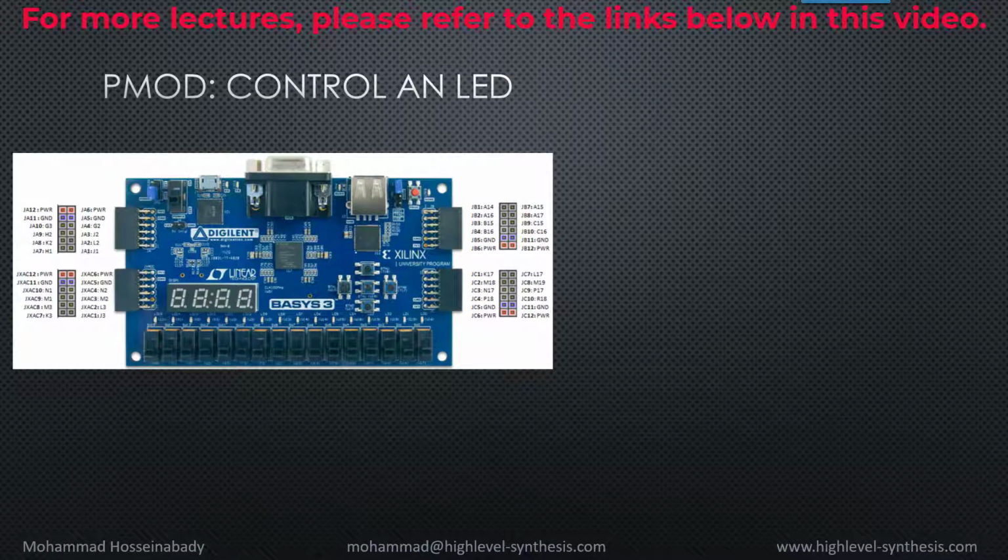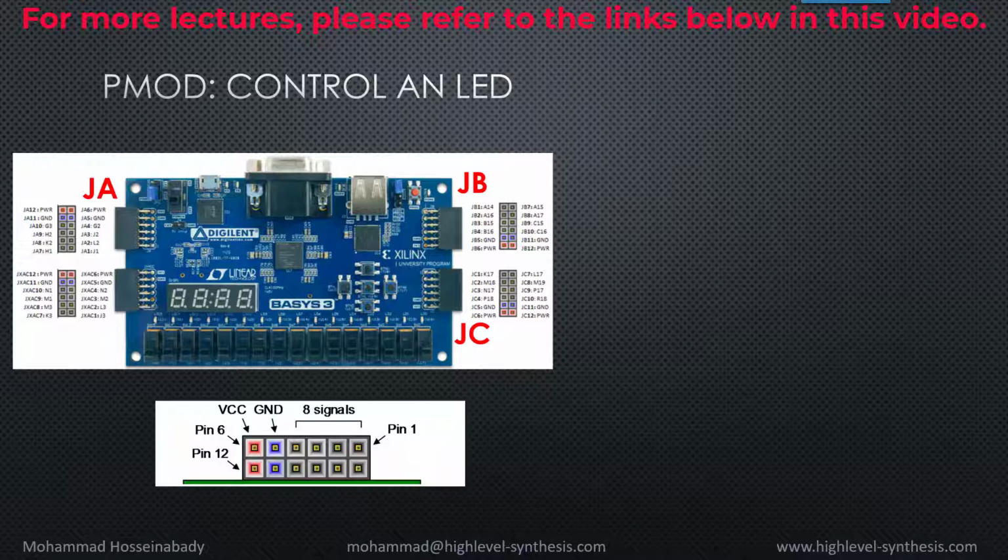The BASYS 3 board contains three PMOD interfaces denoted by JA, JB, and JC. This figure shows the PMOD pin configuration on the BASYS 3 board. A PMOD on this board has 12 pins, arranged in two rows. Each interface provides two power, two ground, and eight signal pins.